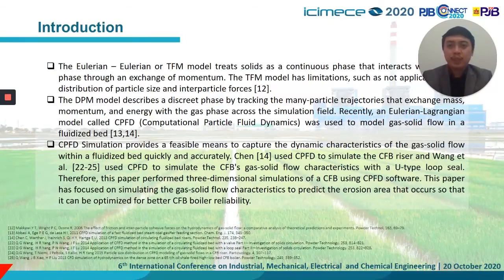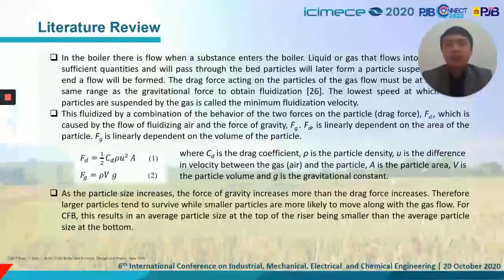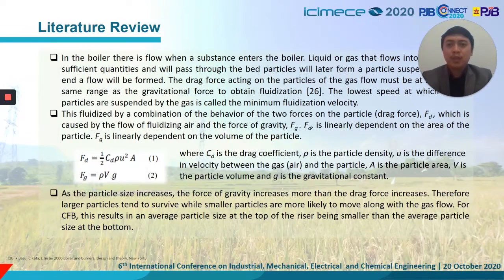Moving on to the next point, I'd like to present the literature review of our research. In the boiler, there is flow when a substance enters the boiler. Liquid or gas that flows into the boiler in sufficient quantities and will pass through the bed particles will later form a particle suspension. In the end, a flow will be formed. The drag force acting on the particles of the gas flow must be at least in the same range as the gravitational force to obtain fluidization. The lowest speed at which all the particles are suspended by the gas is called the minimum fluidization velocity. If the speed is greater, it will cause different behavior.